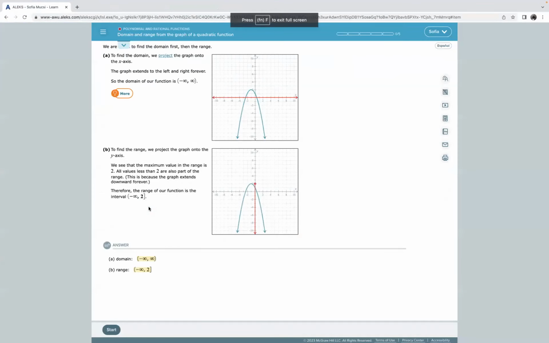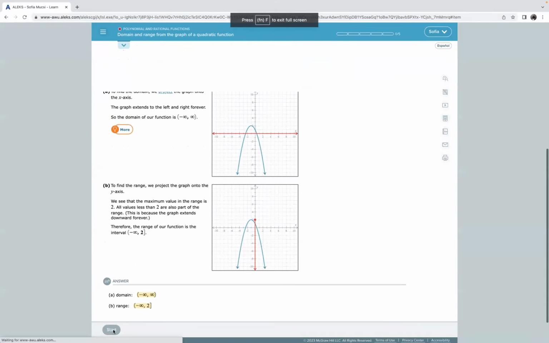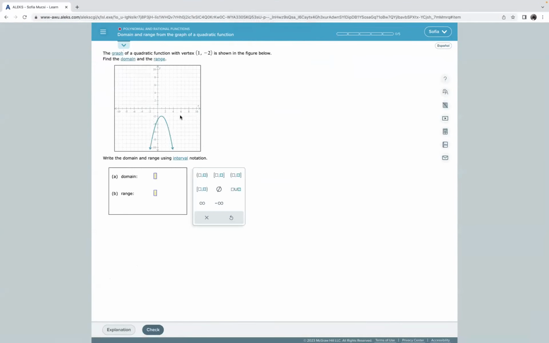Yeah, just simple domain and range. Okay. So this one has no restrictions on its domain. That's because it goes left forever and right forever. So would that both be parentheses? Yes, because it's going to be minus infinity to positive infinity.